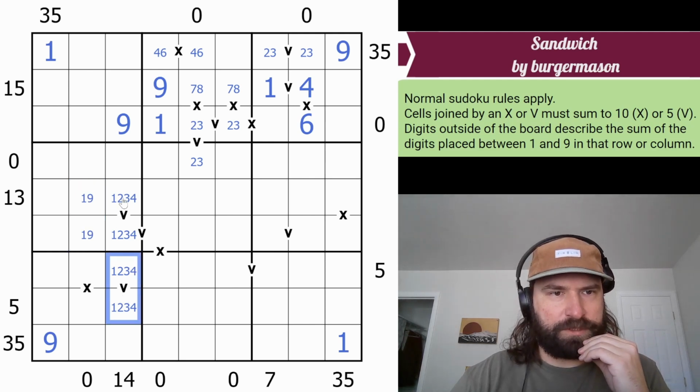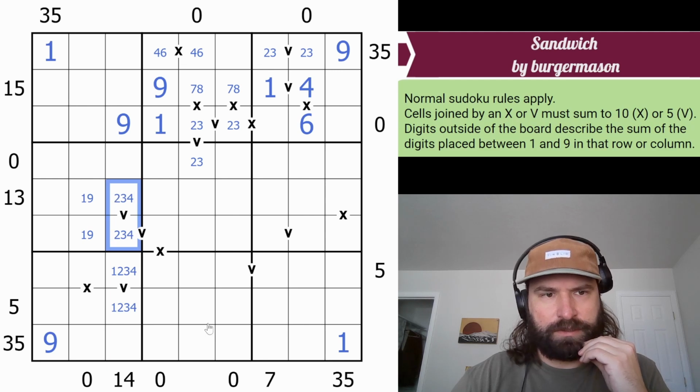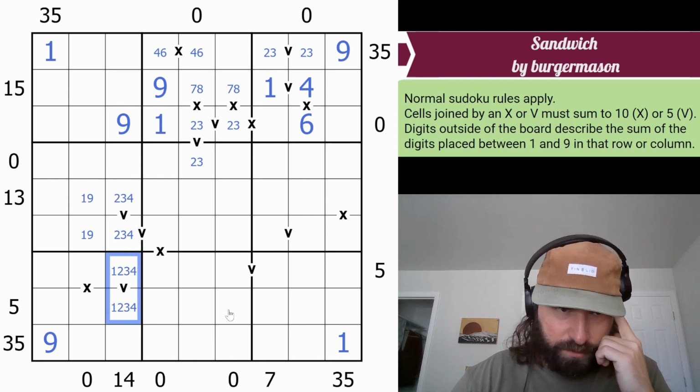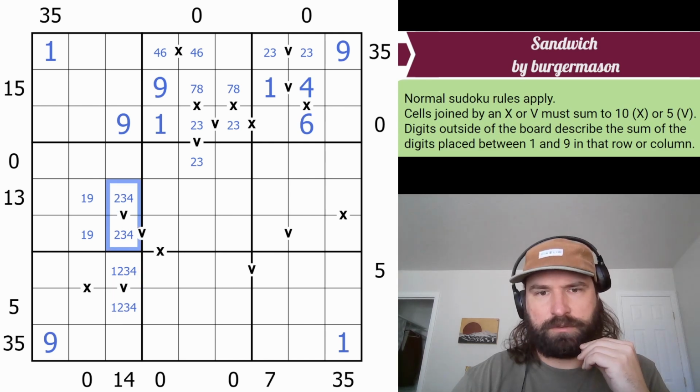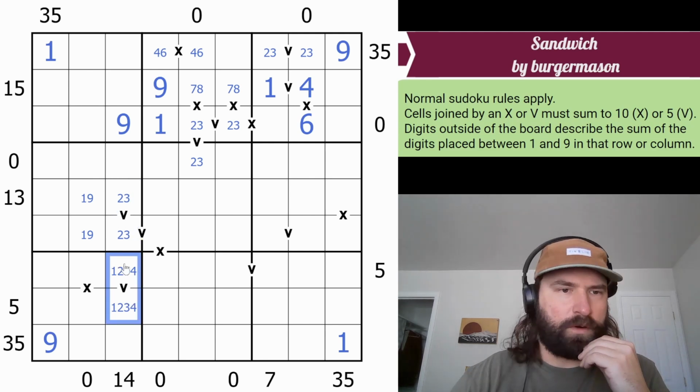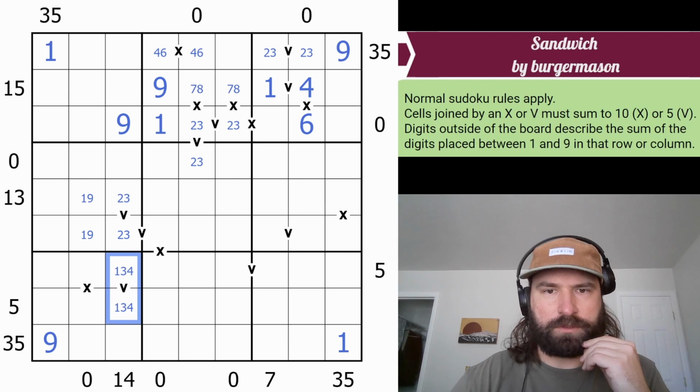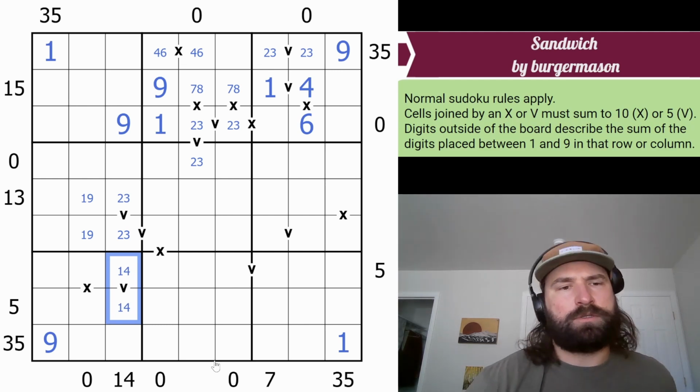which is taking a 1 away from these and putting a 1 in here. So this is 1, 4, and this is 2, 3. Because if one of these cells is 1, then the other one has to be 4. So 2 to add to 5. So there's a 1, 4 there.